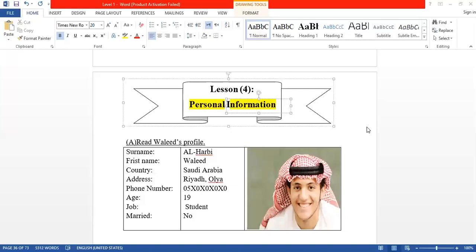We are going to read this profile. Then we are going to explain the meaning of the new words. Here, surname. What do we mean by the word surname? Surname or a family name.